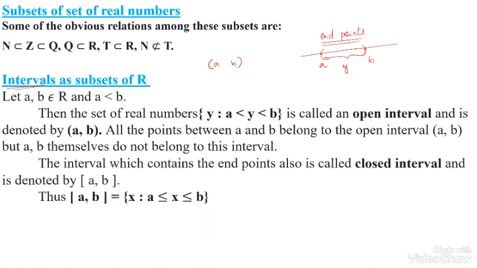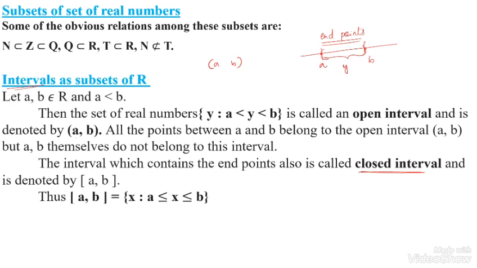The interval which contains the end points is called a closed interval. For example, if I take end points in both places, then these 2 points are also included. That time we have to call it a closed interval. The endpoints are included, that is closed.